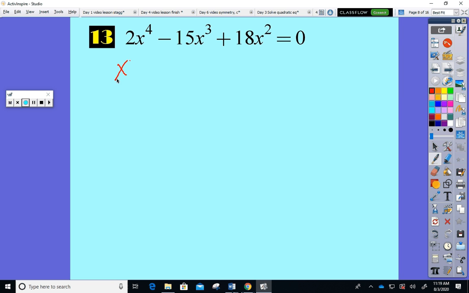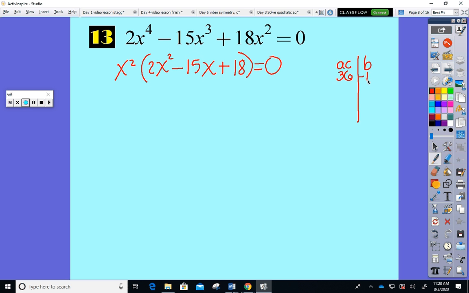X squared. So I've got 2x squared minus 15x plus 18. Does it look like I did that right? So now, I've told you these are going to factor at this point. I do think that this factors. Hey, do you all see that the AC is 36? You with me on that? And the B value is negative 15. Can you think of 2 numbers that would multiply out to positive 36, but that would add up to negative 15? Negative 3, negative 12.